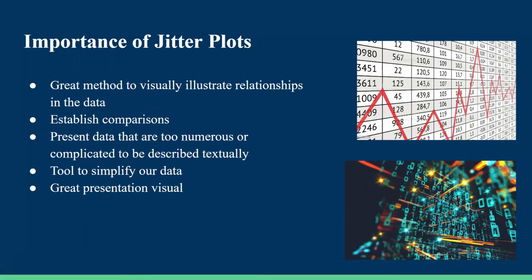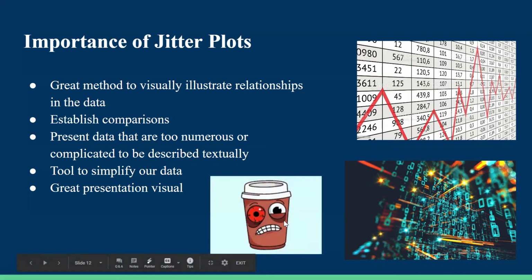Now that we went over our example, I hope you can begin to see how useful jitter plots can be. These graphs are important because they are a common method to visually illustrate relationships in the data and establish concrete comparisons. As with most other graphs, their purpose is to present calculations and numerical patterns that are too complicated to be described properly through text. Overall, jitter plots are an effective tool to simplify our data. And lastly, the jitter is an eye-catching approach that can provide us with a useful presentation visual.